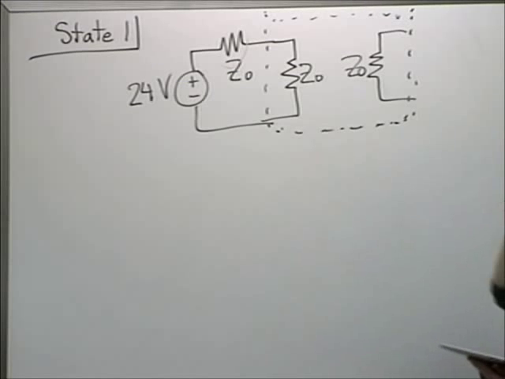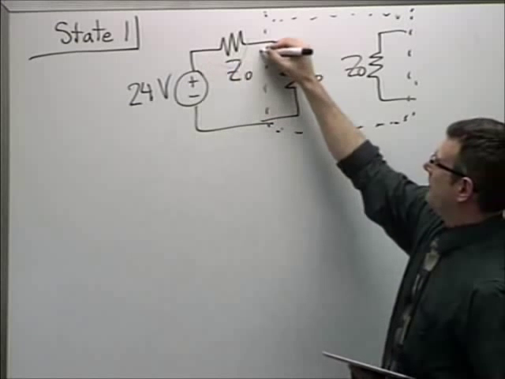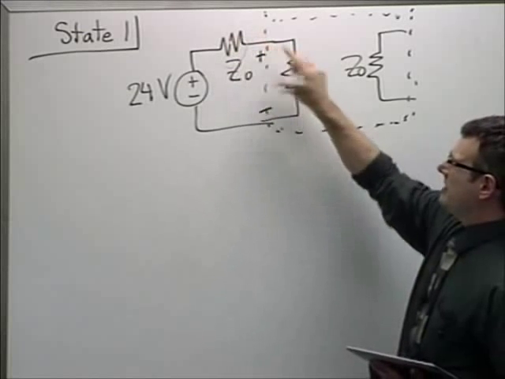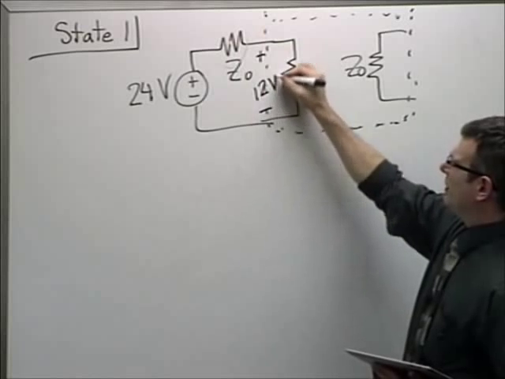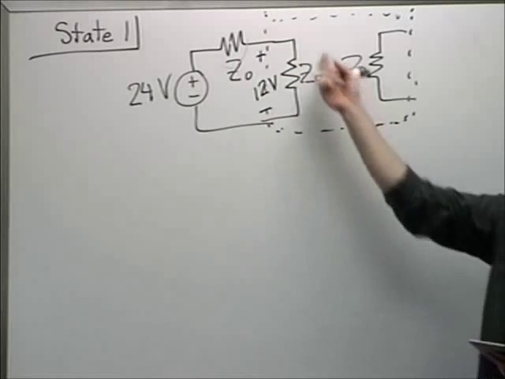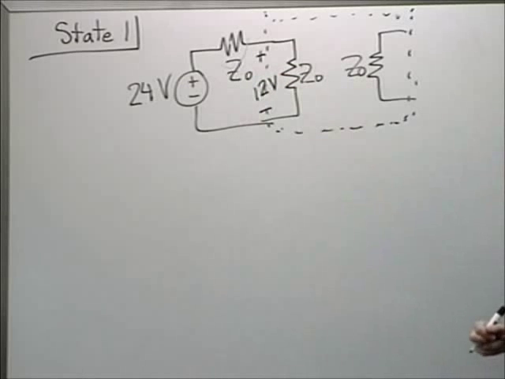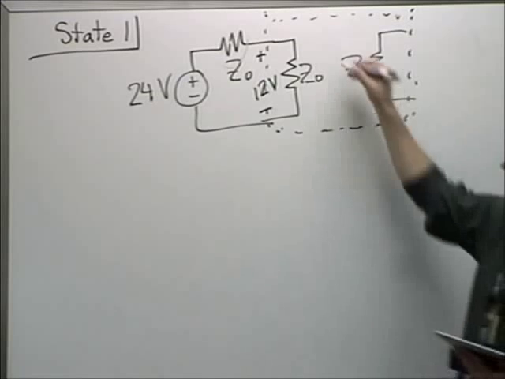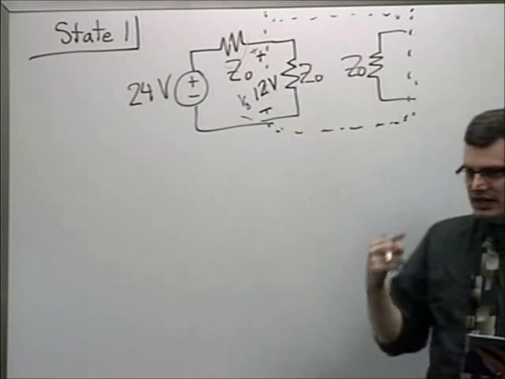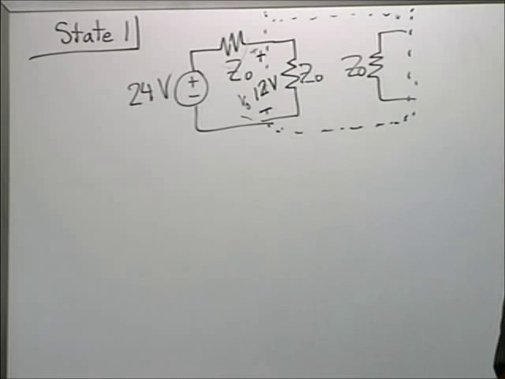So let's see, what do we got here? We got a voltage divider. Z-naught in series with Z-naught, that means that 12 volts is going to appear across that resistor. 50% of the series resistance is there, so 50% of the voltage is going to be there as well. That's going to be my V naught, as measured at the front of the line. And what's more, because there isn't a backwards propagating waveform, my V plus must also be 12 volts.